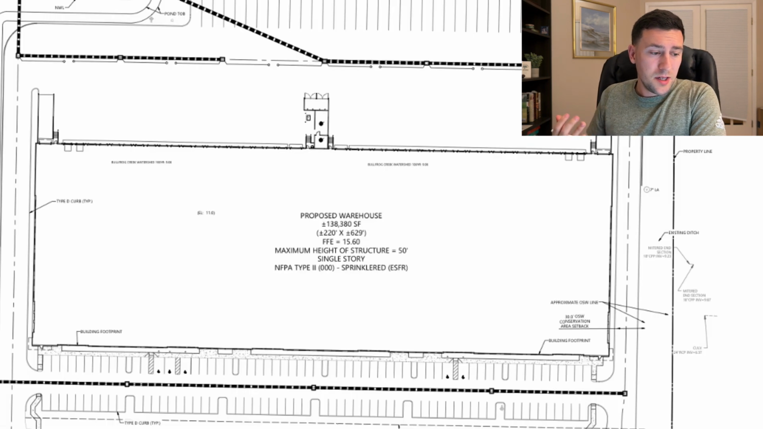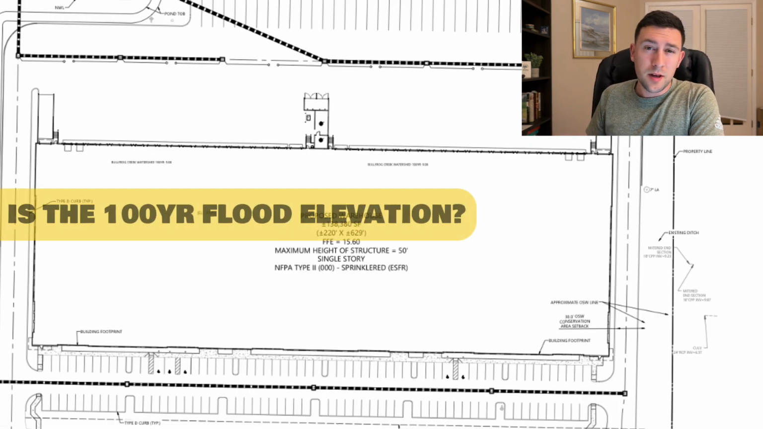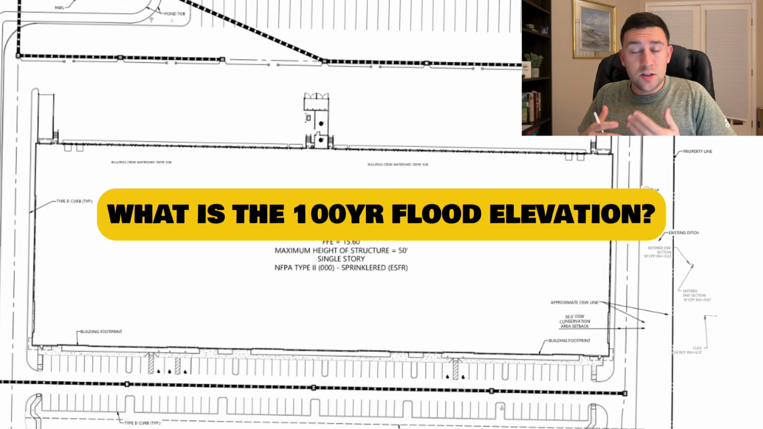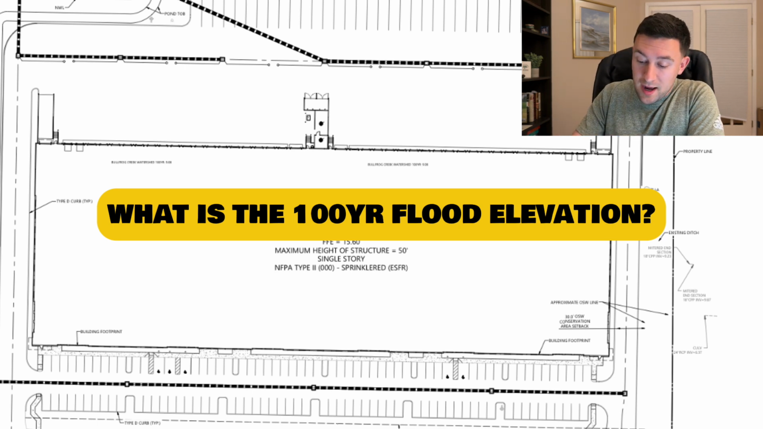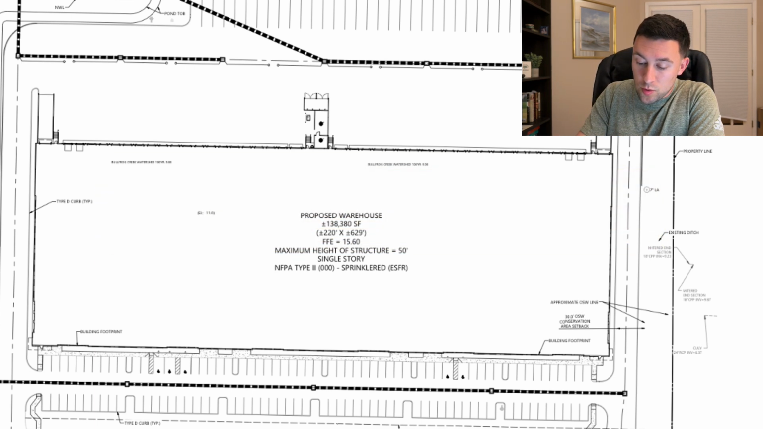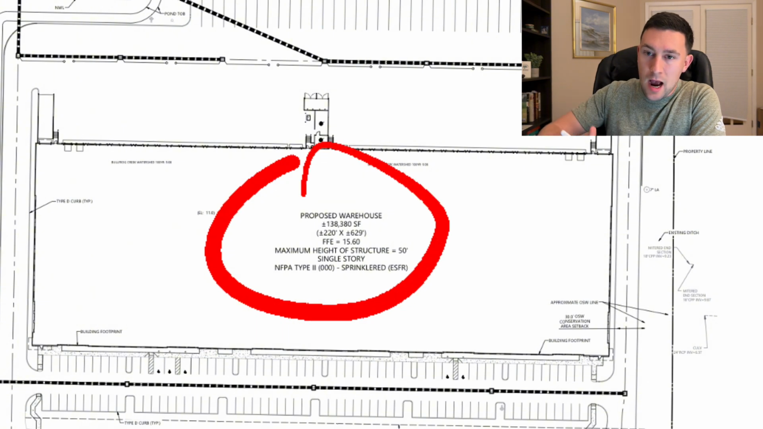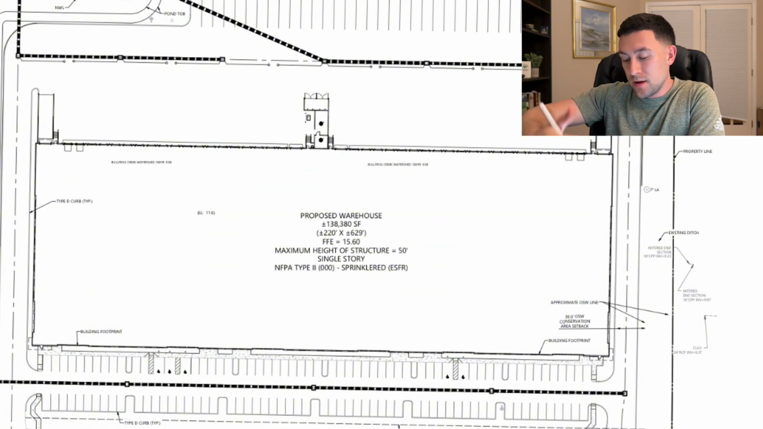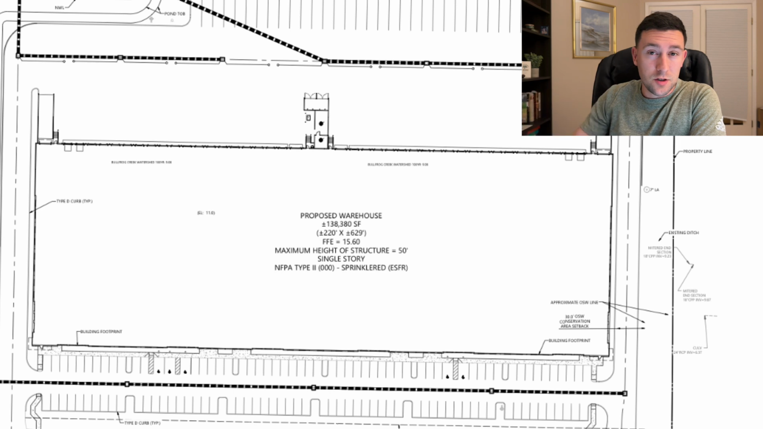So one thing that you really need to understand is the 100-year floodplain. You can get this from FEMA. This 100-year floodplain can drive your finished floor that we have shown right here. And I will show you actually how we were able to derive this FFE. Again, FFE is finished floor if you don't know.